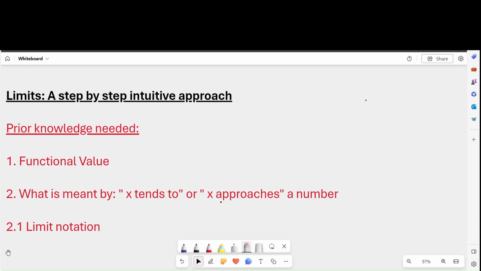For the intuitive approach, there is some prior knowledge required to fully understand the concept of a limit. Firstly, you need to fully understand what is meant by a functional value. Secondly, you need to understand the concept of what is meant by x tends to a number or x approaches a number. And thirdly, limit notation.